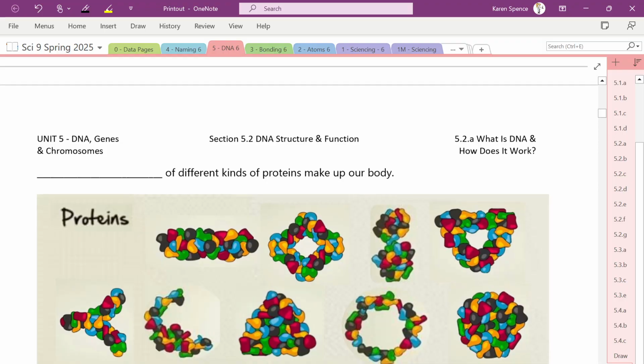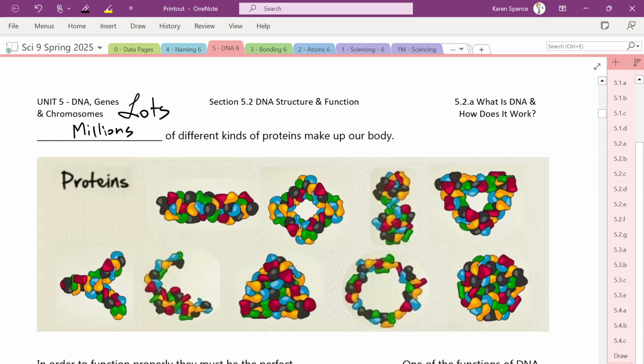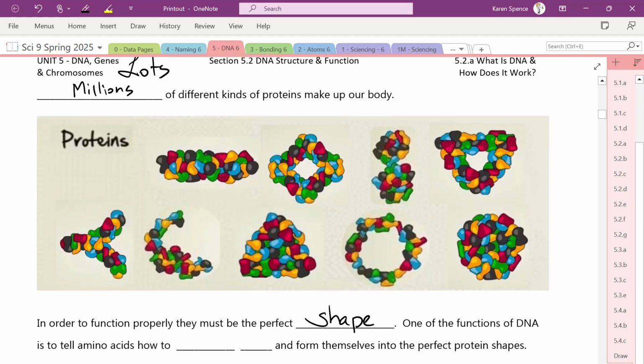Now, I can't remember, was it thousands or millions? I think it was millions. Doesn't really matter. Lots of different kinds. Lots of different kinds of proteins make up our body. In order to function properly, proteins must be the perfect shape. The shape determines the function.